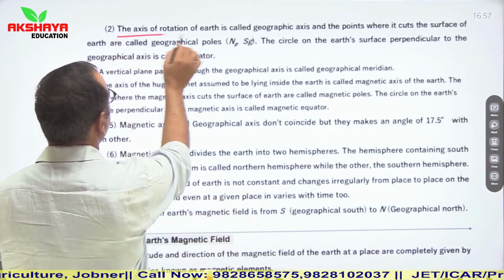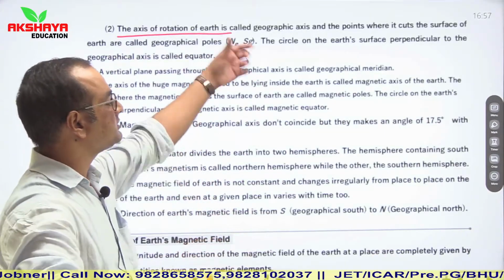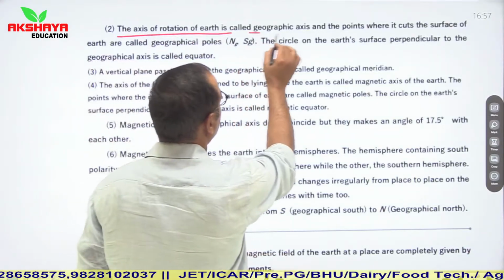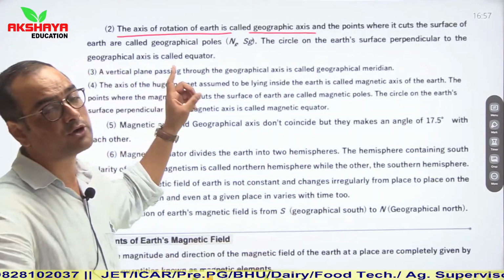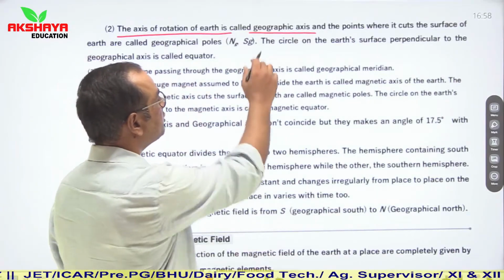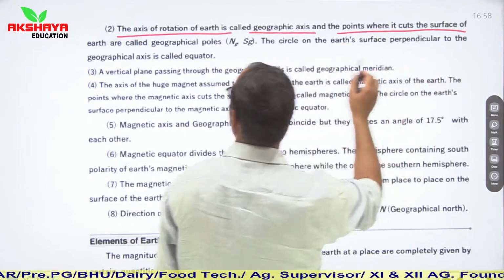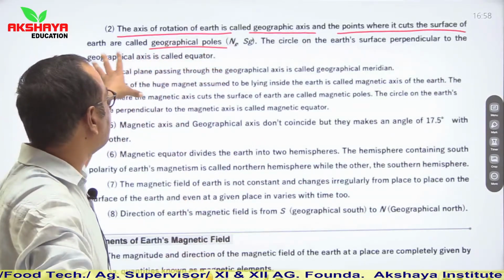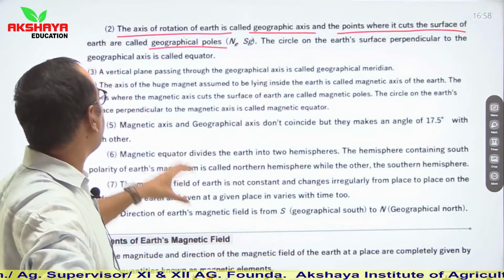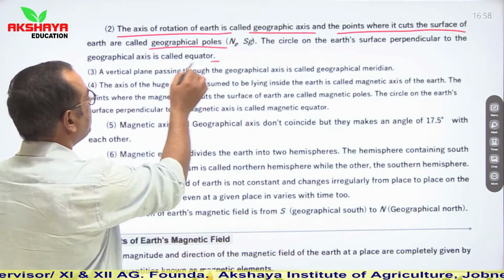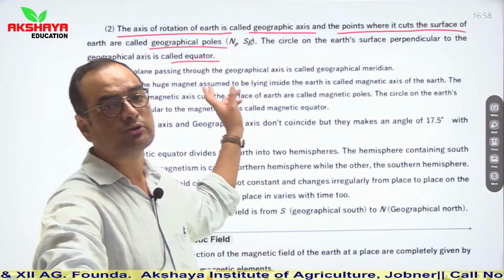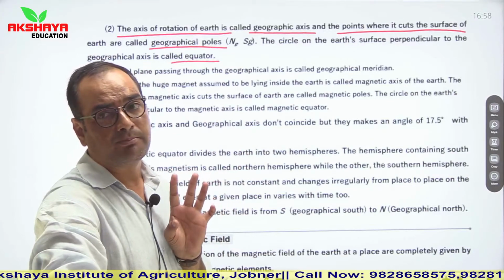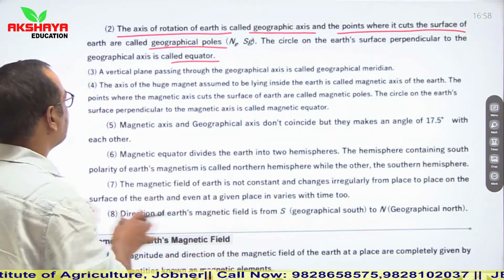Now see, the axis of rotation of our earth is called the geographic axis. Here we are talking about the magnetic field of earth. The geographic axis is the axis on which earth rotates, and the points where it cuts the surface of earth are called geographic poles. The circle on the earth's surface perpendicular to the geographical axis is known as the equator. No need to memorize all the things; simply keep in mind that poles and equator are mutually perpendicular.